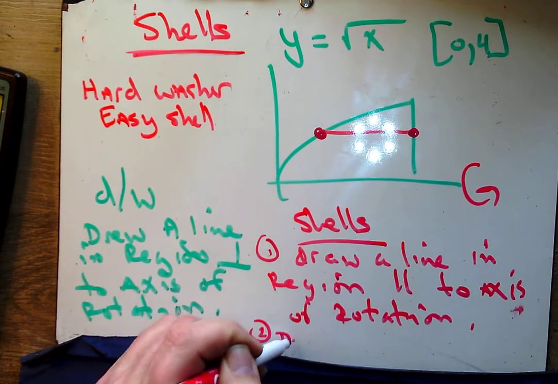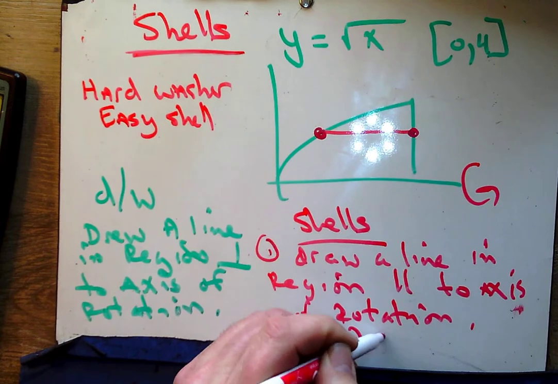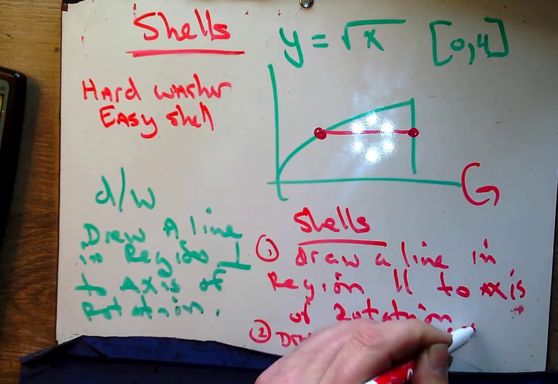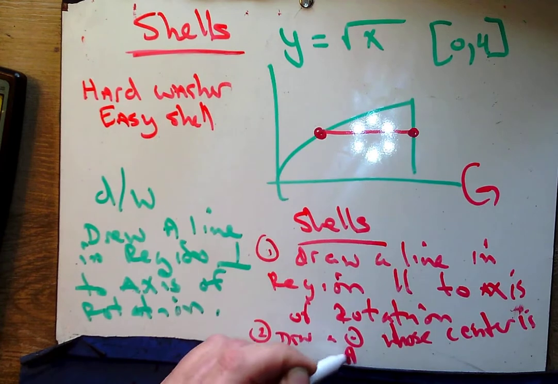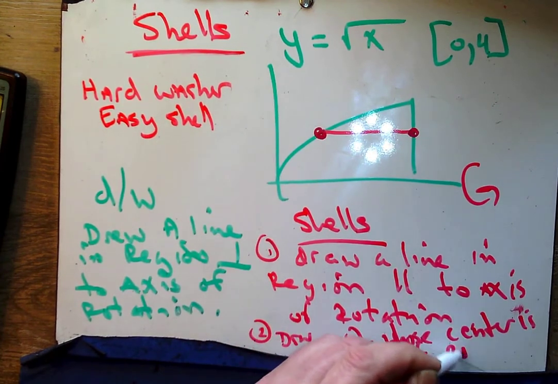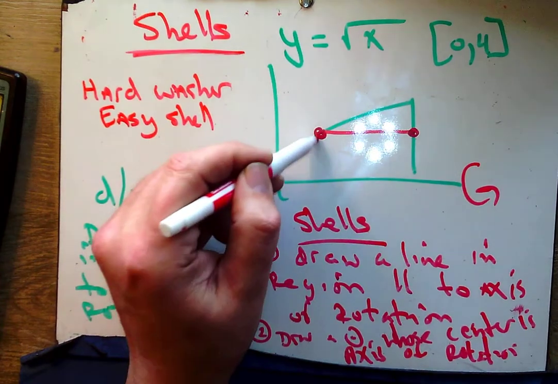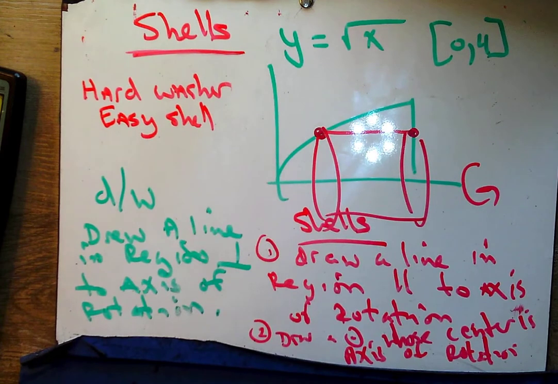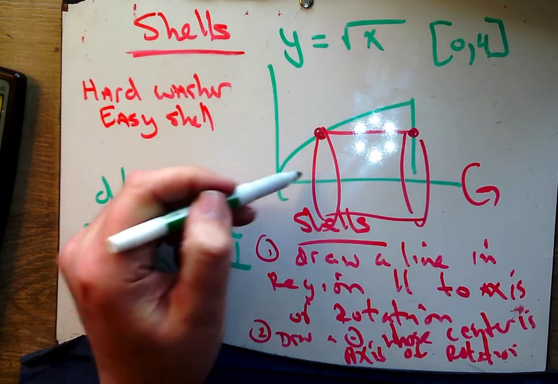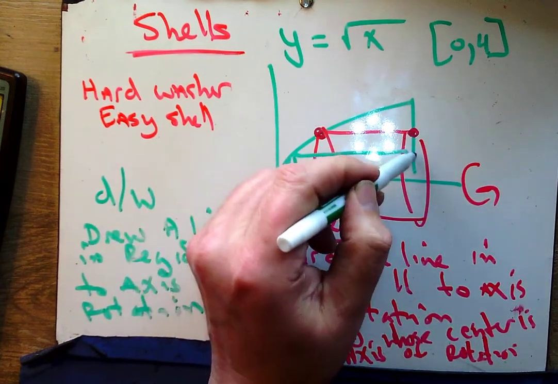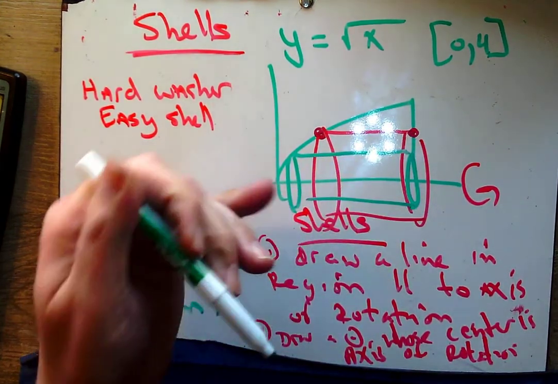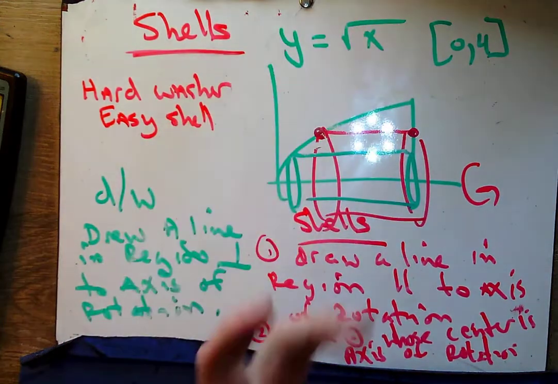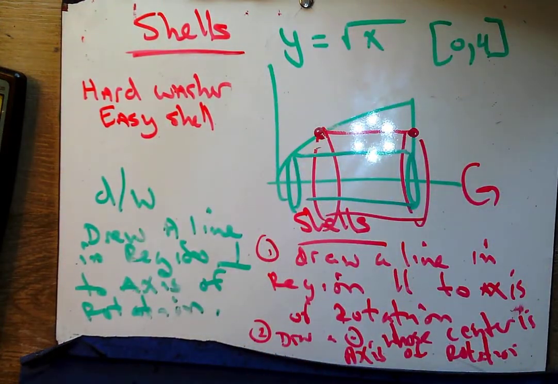To draw a circle whose center is the axis of rotation. And in fact, I'm drawing two of those, one at each end of that segment, that line I drew across the region. All right, there's a shell. And you know, we could be looking at an infinite number of shells. We're just stacking shell on top of shell on top of shell, getting bigger and bigger and bigger.